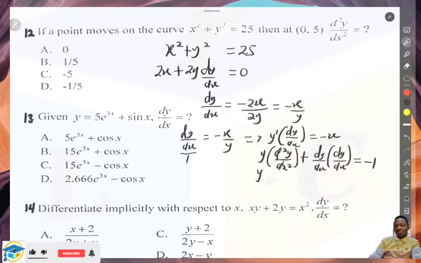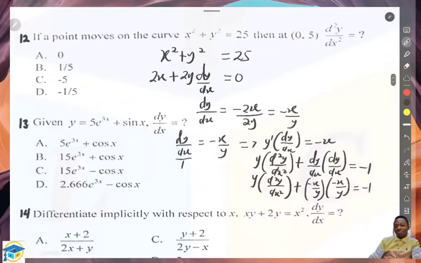So I will say that I have my y here, I have my d squared y over dx squared, plus, so I know here is dy over dx, so I'll have what? Negative x over y. Then I also have here to be negative x over y. And that should be equal to negative 1. So we're also given this point, that at (0, 5), d squared y over dx squared should be.